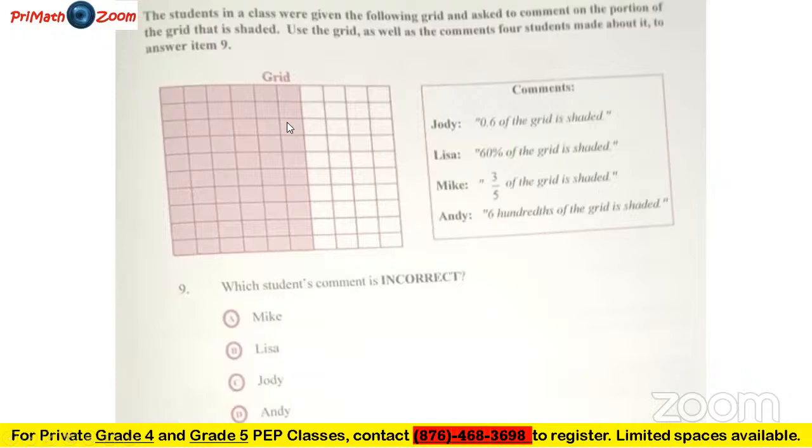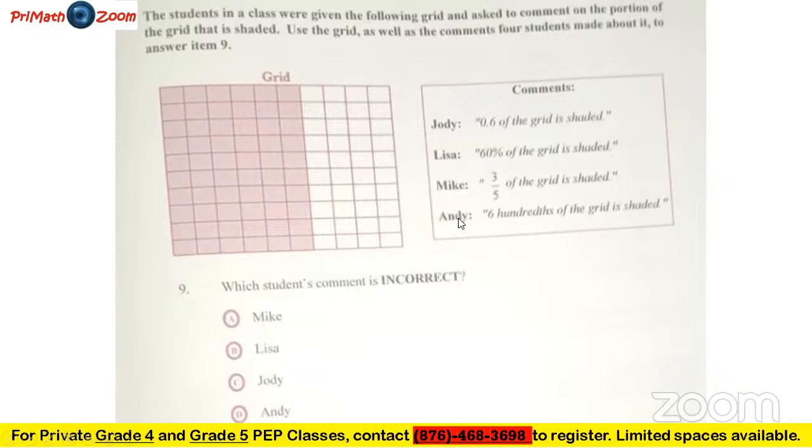Mike says 3/5 of the grid is shaded. If we look at 6 out of 10 and we're to represent that as a fraction, we will get 6/10. And if we reduce that, 2 into 6 goes 3 times, 2 into 10 goes 5 times. And so 3/5 can also be used to represent this grid. Here, let's see what Andy said.